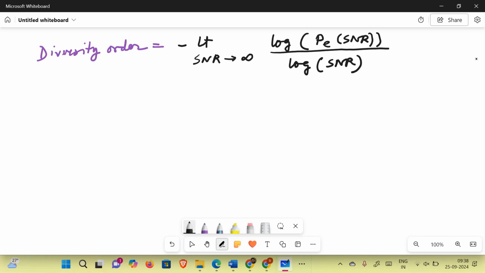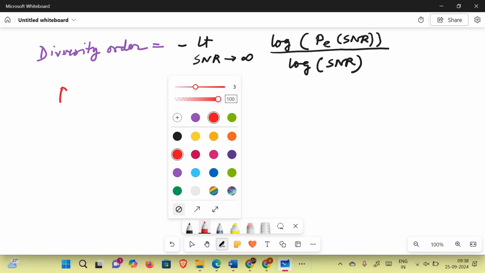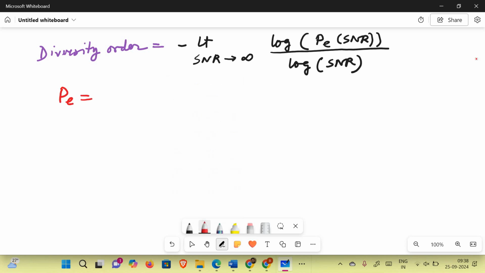So, if I do that, does anyone remember this formula? PE for a basic wireless scenario is 1 by 2 SNR. At high SNR, when L equals 1, that is a SISO system, we already derived in our previous classes that the probability of error is almost equal to 1 by SNR, or we can say it is 1 by 2 SNR with the exact solution. This is when SNR is very high. Now take this into account and substitute it in this equation. So let me do that.